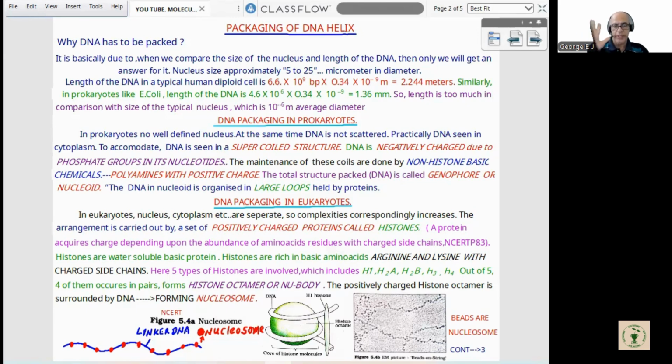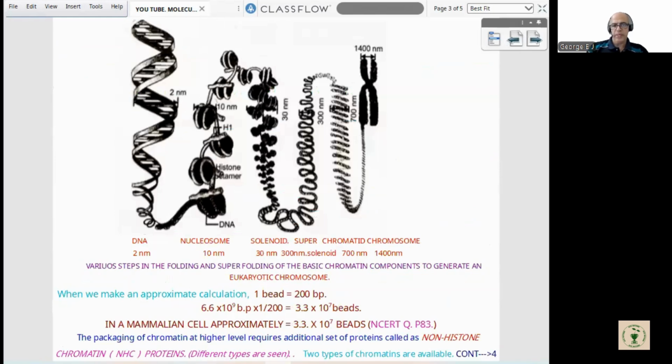There are five types of histones: H1, H2A, H2B, H3, H4. H1 is called the linker histone, and the others are core histones. Four of them occur in pairs, and a histone octamer or nu body will be formed. Then the positively charged histone octamer is surrounded by DNA, forming the nucleosome, and this diagram is important. Beads, then DNA, linker histone, and here you can find linker DNA as well as the nucleosome. I think the idea is clear.